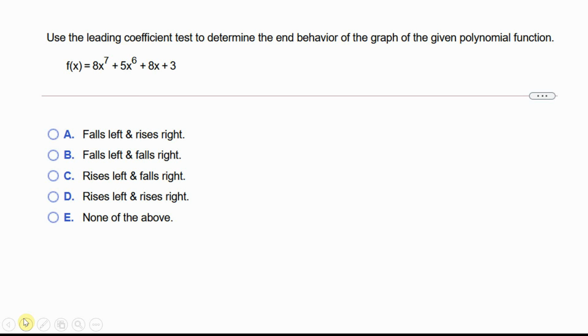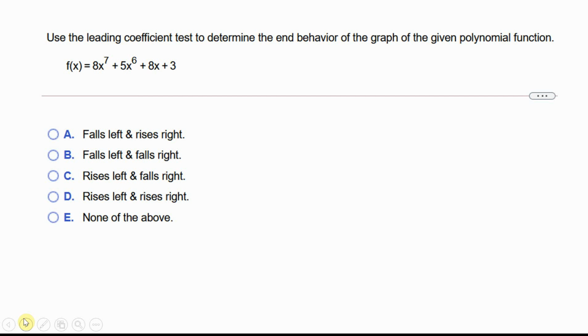What do you say about this one? Use the leading coefficient test, and what can we say about the end behavior? Which one was that there? A, B, C, D, E. Does everybody agree? That is A.